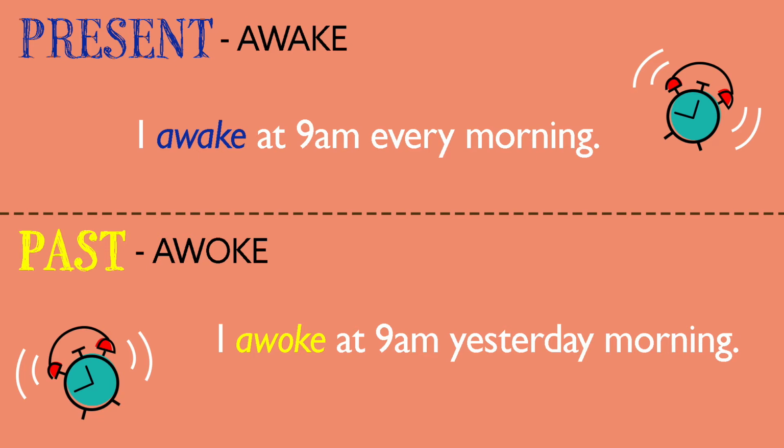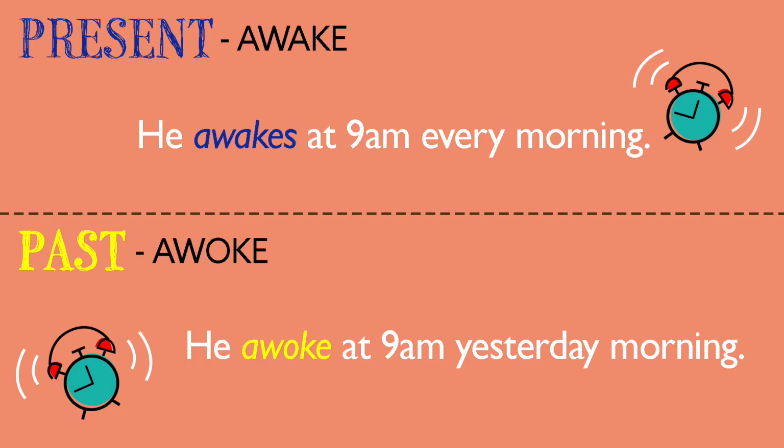Awake. I awake at 9 a.m. every morning. Awoke. I awoke at 9 a.m. yesterday morning. Awake. He awakes at 9 a.m. every morning. Awoke. He awoke at 9 a.m. yesterday morning.